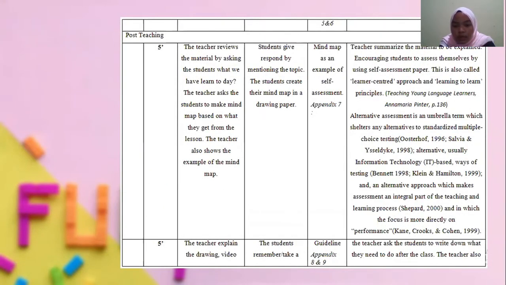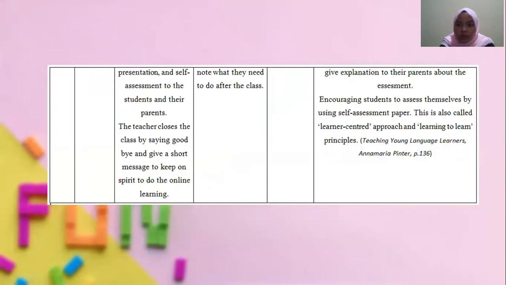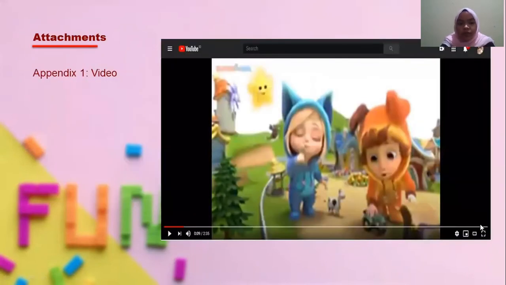And the material is based on Appendix 8 and 9. And the teacher also provides the guideline for the assessment. In the description, the teacher asks the students to write down what they need to do after the class. The teacher also gives an explanation to their parents about the assessment and encourages students to assess themselves by using the self-assessment paper. This is also called the learner-centered approach and learning-to-learn principle, based on Teaching Young Language Learners, Annamaria Pinter, page 136.